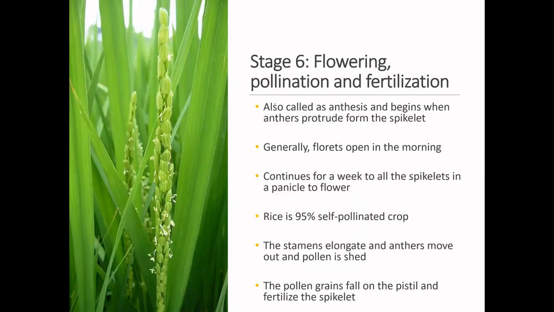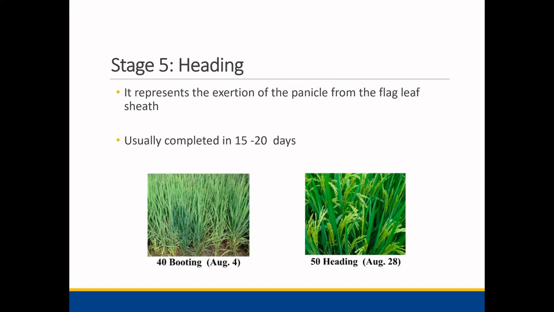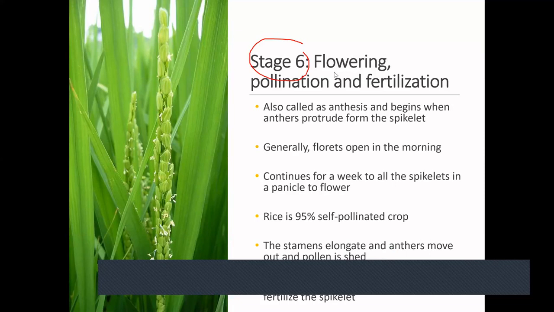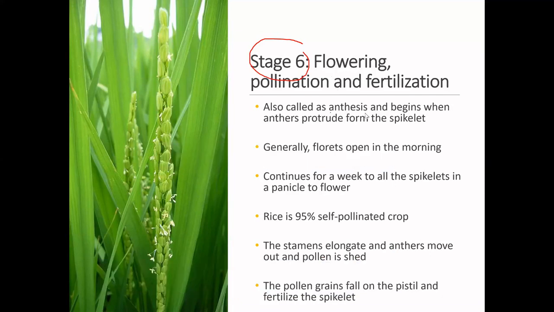Now this panicle is outside, and they will have spikelets and then flowers. Then flowering, pollination, and fertilization, that's stage 6. Flowering is also called anthesis. It begins when the anthers protrude. Here, the white color ones you see are the anthers, the male part. They come outside from each spikelet. These white ones are the anthers and filament.